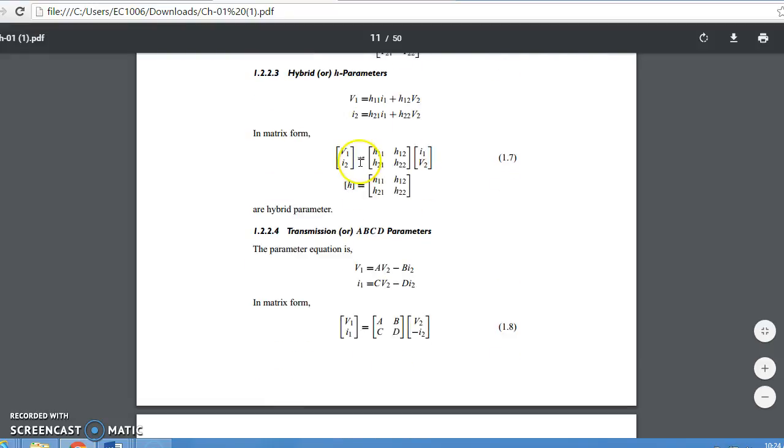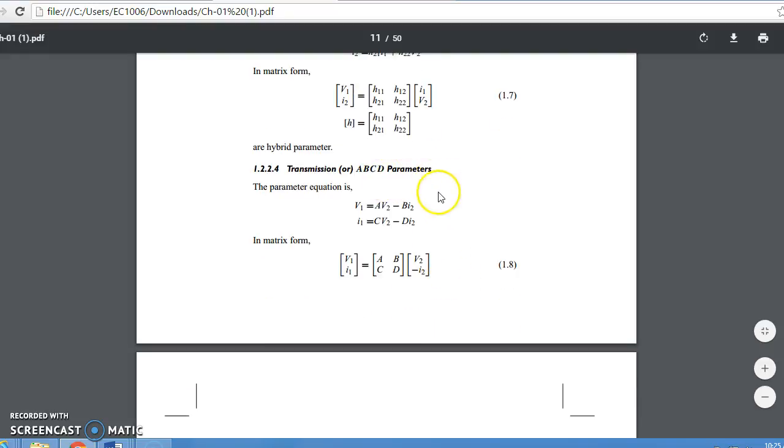And H parameters: we have two things, V1 and I2. V1 is equal to H11 into I1 plus H12 into V2. I2 is equal to H21 into I1 plus H22 into V2. So we have V1 in terms of H11 I1 plus H12 into V2, and I2 is equal to H21 into I1 plus H22 into V2. So we have H is equal to H11, H12, H21 and H22.